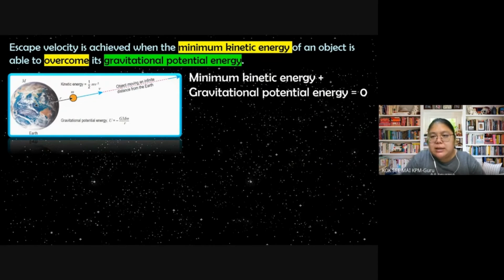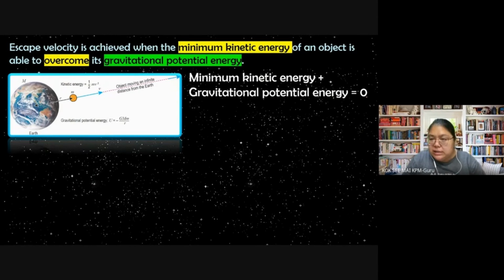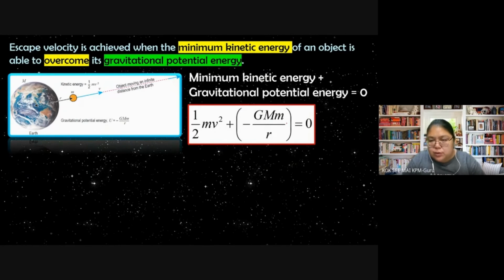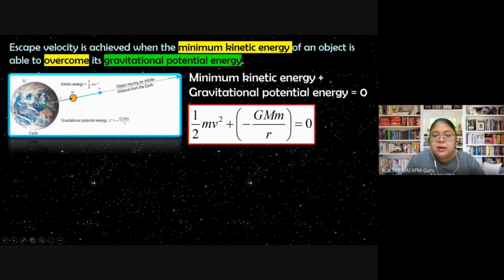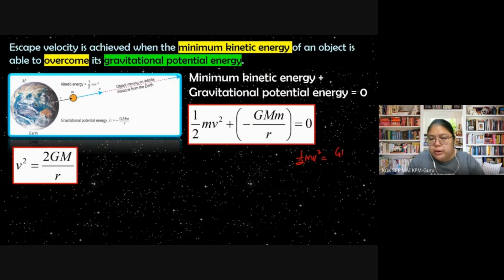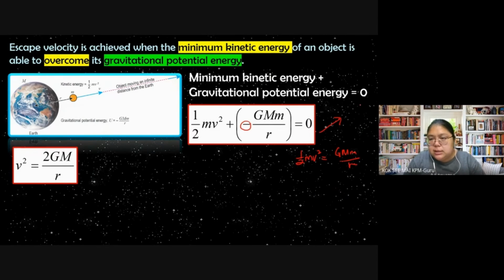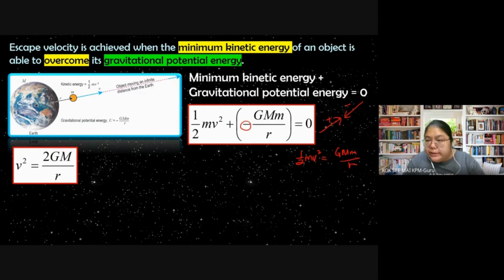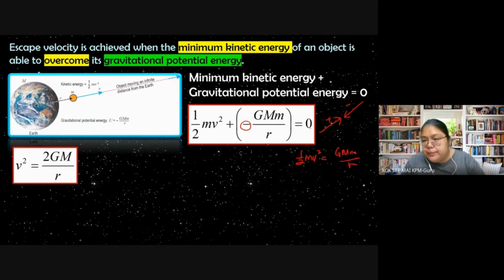So minimum kinetic energy plus gravitational potential energy is equal to zero. So we show the formula: plus, minus, equal to zero. Because they are in opposite directions, we put a negative. Finally, the equation is mv square equal, and there is nothing more. If here I put negative, the reason is the velocity is like this, then gravitational is like this. So one is negative, one is positive, so I need to put the negative here. Finally, you are conserved because it is zero.